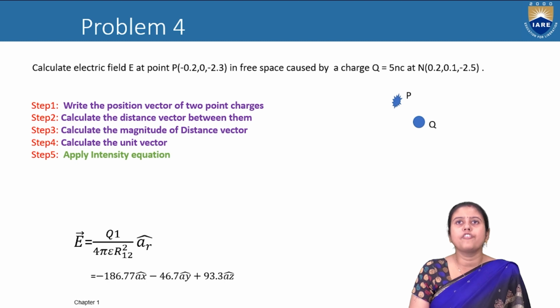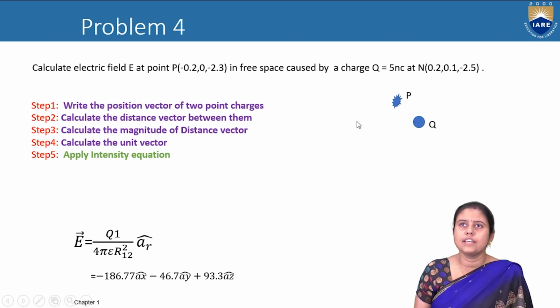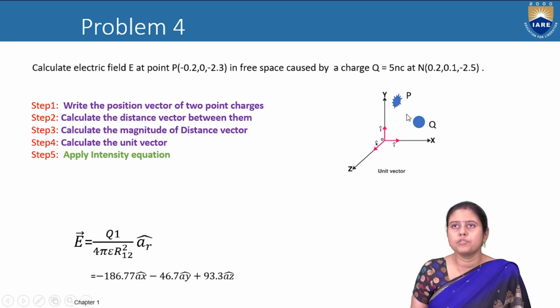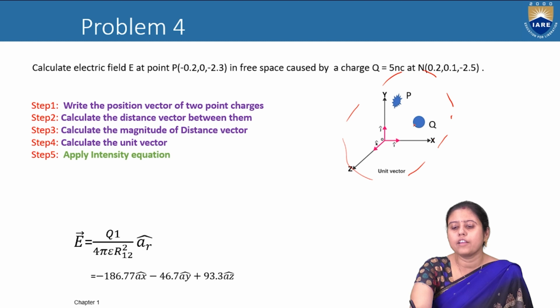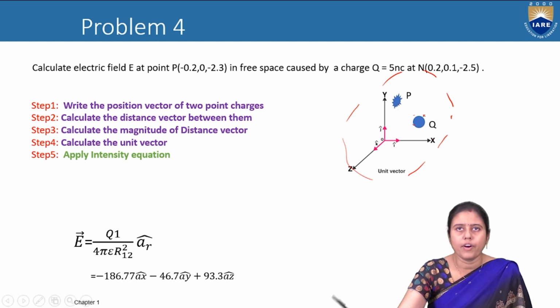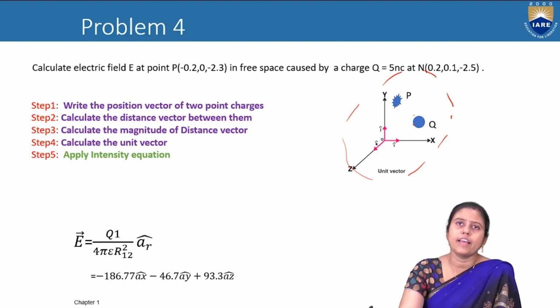Calculate the electric field intensity at point P, equal to 0.02, 0.2, in free space caused by a charge Q of 5 nanocoulomb. So there is a free space, and this is the charge, it creates a field somewhere. We have to calculate the intensity at the point P. So similarly the problem is again similar.